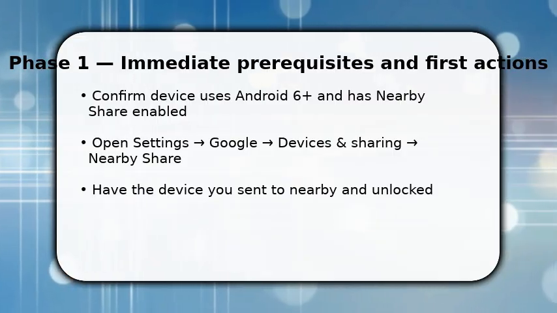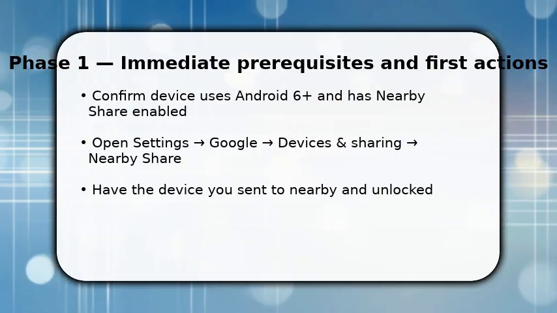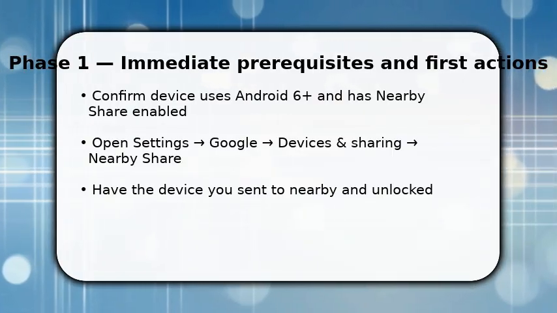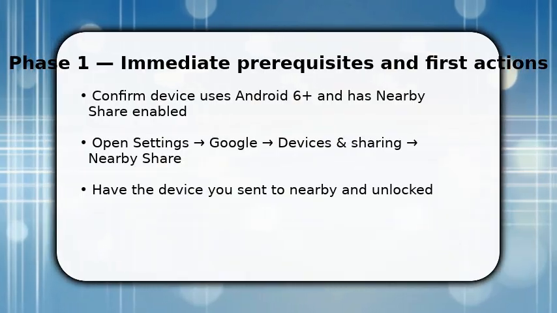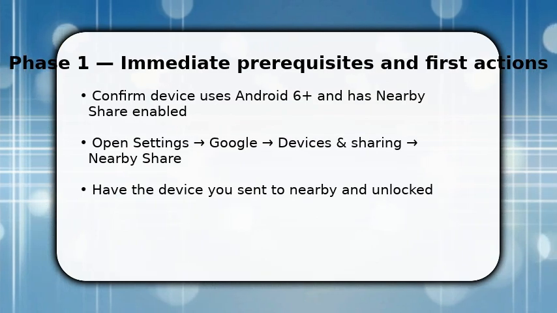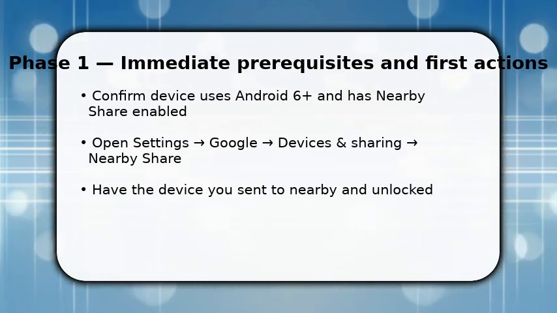Now, make sure the device that received files is nearby and unlocked. Otherwise, you won't see history tied to transfers. Starting here saves time and ensures the history you're about to clear is accessible and relevant to the correct account.